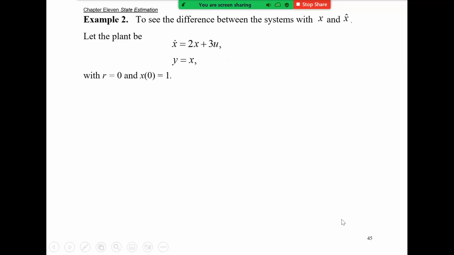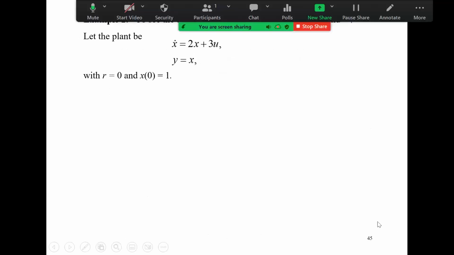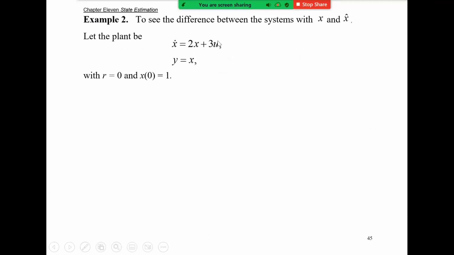Let's look at one example. We want to see the difference between the system if we use the original state feedback or use the estimated state feedback. Okay, this is the system. To simplify the discussion, we just use a first order system. We want the state to go to zero, so the reference signal is zero. The initial state is one.